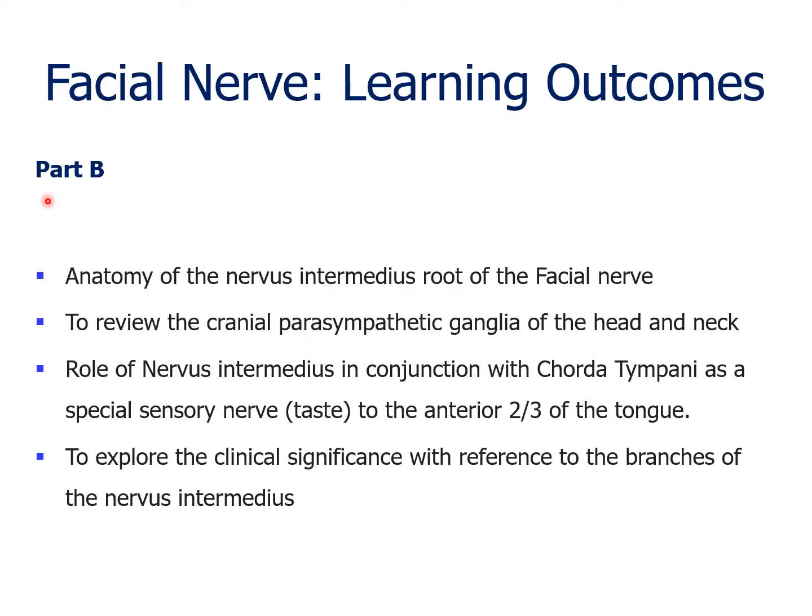The learning outcomes on part B of the anatomy of the facial nerve are as follows. We shall review the anatomy of the nervus intermedius, root of the facial nerve, that is the sensory component. We shall also review the cranial parasympathetic ganglia of the head and neck, and we shall look at the role of the nervus intermedius in conjunction with chorda tympani as a special sensory nerve to the anterior two-thirds of the tongue. And finally, we shall explore the clinical significance with reference to the branches of the nervus intermedius.